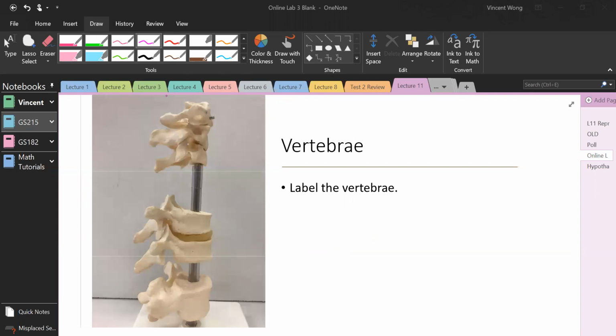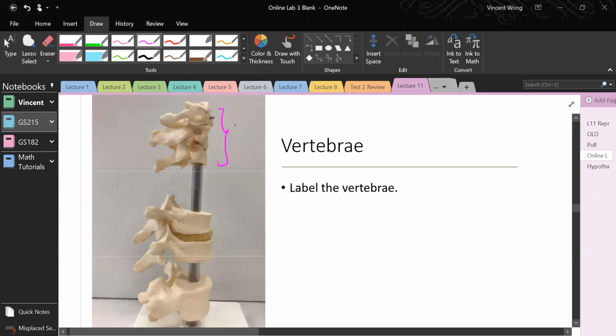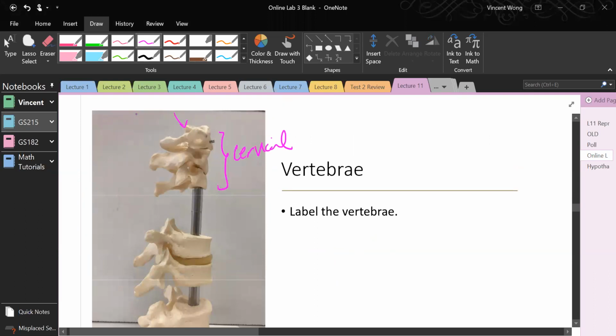Vertebrae. These ones are the cervical, the ones in the neck. Specifically, that would be atlas, C1. That would be axis, C2.